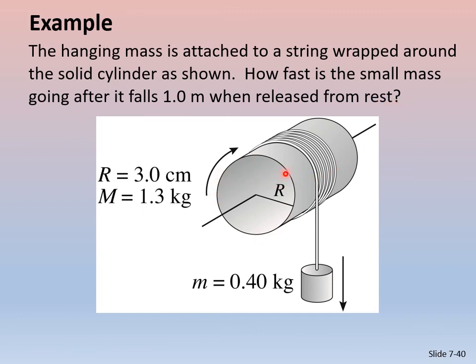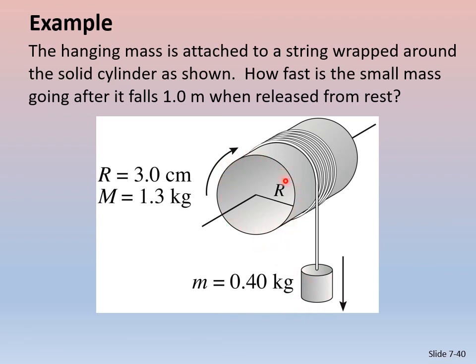Notice we're given some information about the cylinder. It has a radius of 3 centimeters. It has a mass of 1.3 kilograms. So we can kind of see what's going to happen here. Initially, we have potential energy due to this hanging mass because it's off the ground.